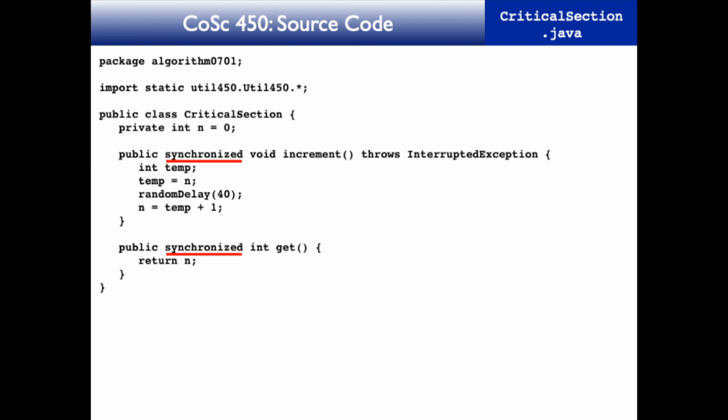And the word synchronized forces all of the statements in the method increment to be atomic, so that there is guaranteed to be no interleaving. So we have the usual int temp gets n, a little random delay to try to force some interleaving, but of course this will never happen as long as it's synchronized. And then n gets temp plus 1. And now we have one additional method named get, so that we can return the value of n from the monitor to print it out in the main program.